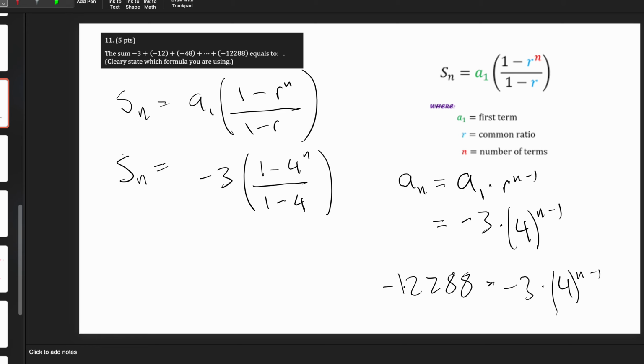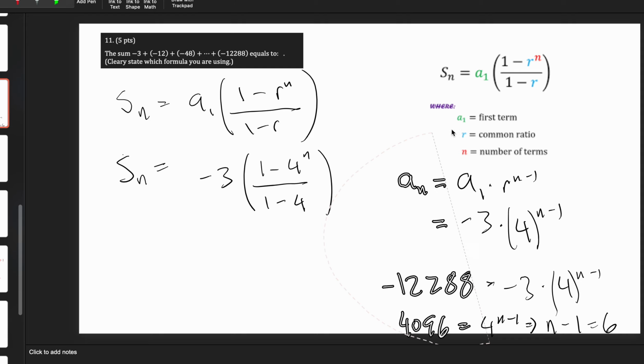Okay. I'm going to divide by minus 3 here. And what I get is, let me get out my calculator. That's 4,096. Good. So 4,096 is equal to 4 to the n minus 1. What is n equal to? Well, if you use logarithms, or if you just think this out, you get that n minus 1 is equal to 6. And so this tells me that n is equal to 7.